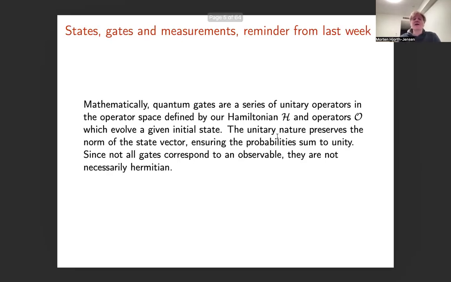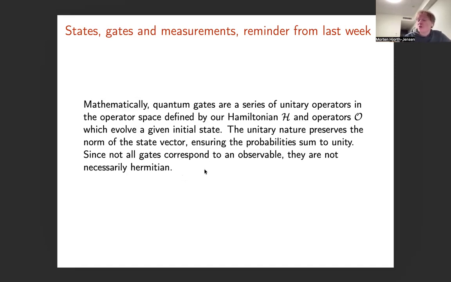So let's quickly remind ourselves about these gates. When we are setting up a computation on a quantum computer, essentially what we are doing is a set of unitary operations in the space which is defined by our Hamiltonian. And these operators then evolve an initial state. And after some time, we are going to perform a measurement. And this unitary nature preserves the norm of the state vector. It ensures that probability sums to 1.